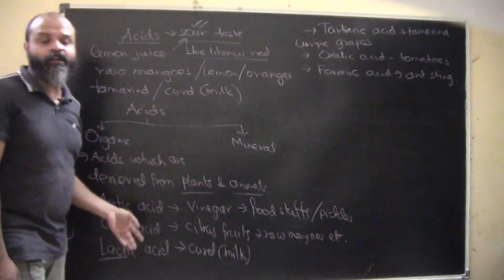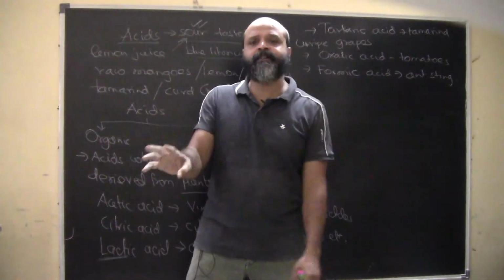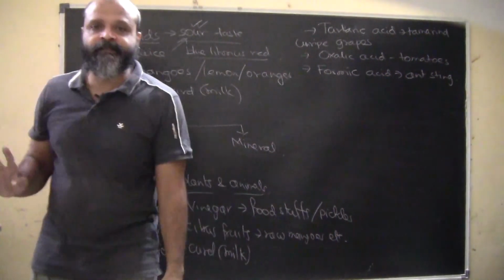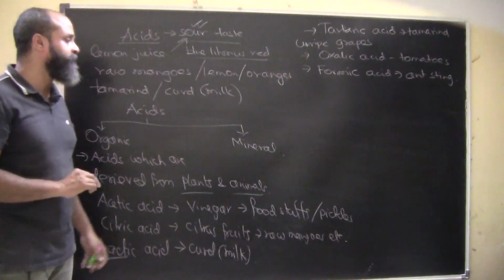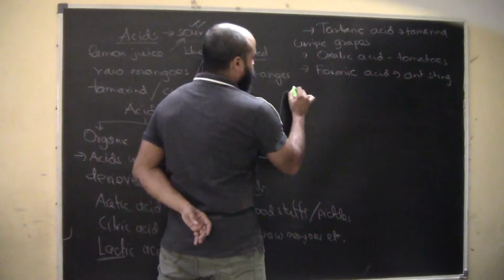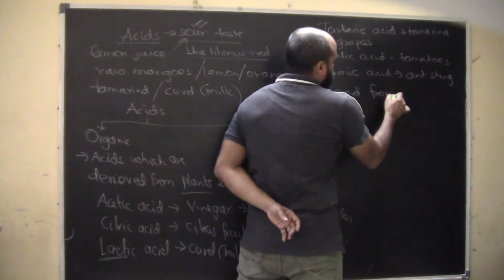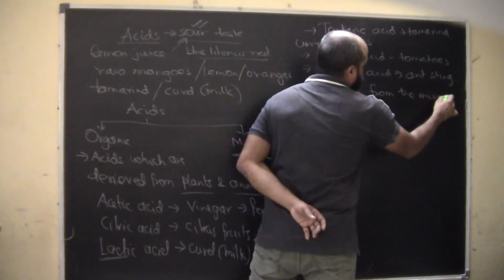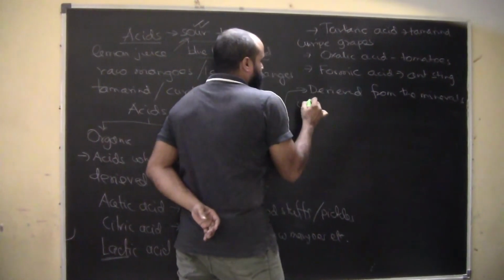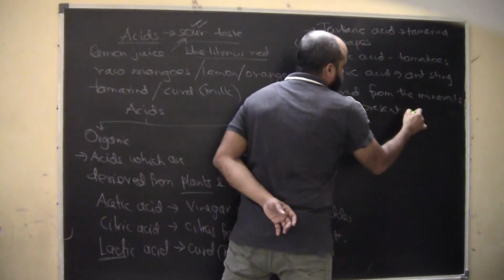So these are certain kinds of acids which are organic acids. The reason why we call them organic acids is because they are present in organisms, which are either plants or animals. Now talk about mineral acids. What are mineral acids? These are basically derived from the minerals present in earth.